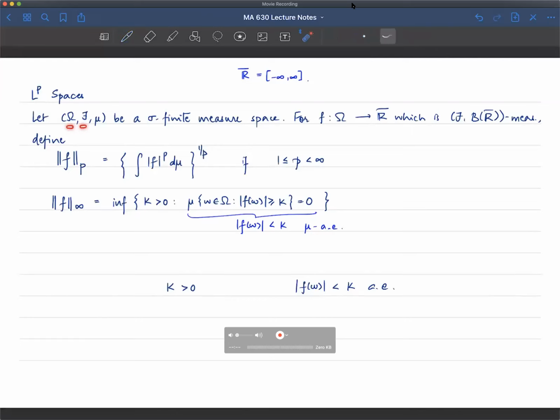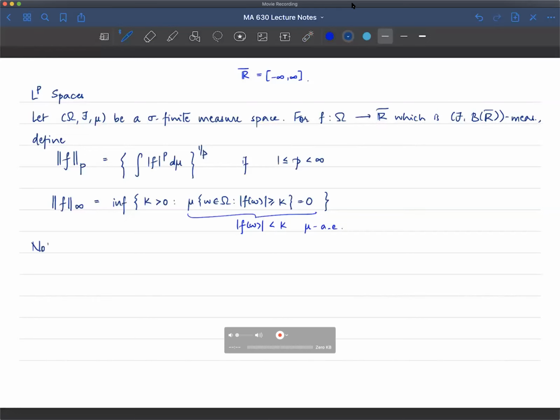So here's what I've done. I have Omega, F, mu, which is a sigma finite measure space. Let f be a function taking Omega to R bar, which is F-B of R bar measurable. I'm defining these two symbols. Before I go any further, let me mention that these two symbols are meaningful. They may take value infinity, but there's no problem with them being not meaningful. In other words, they're well defined.